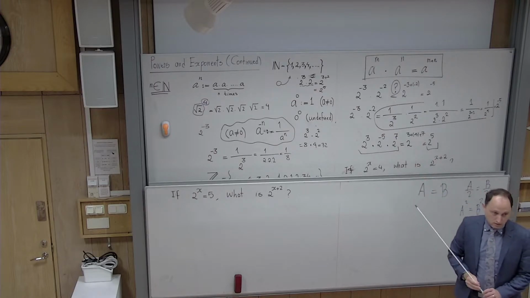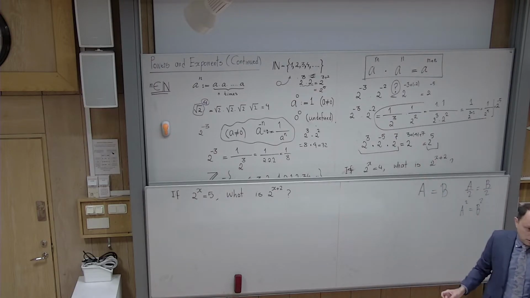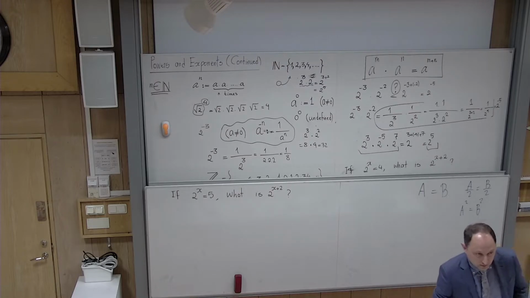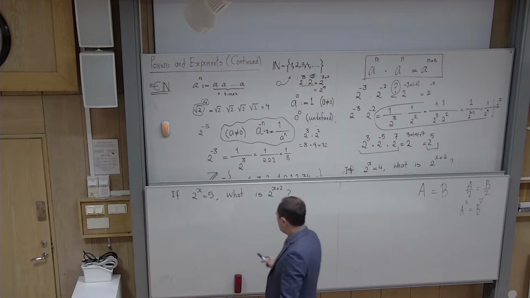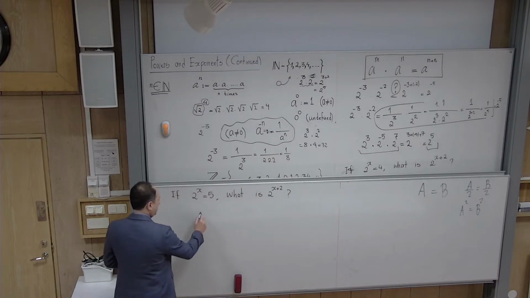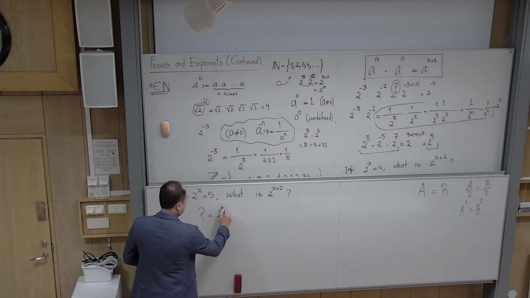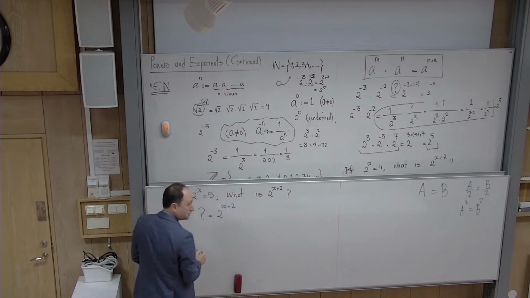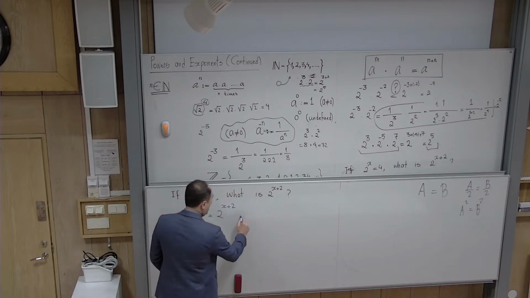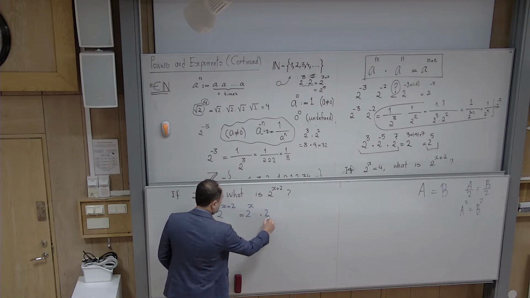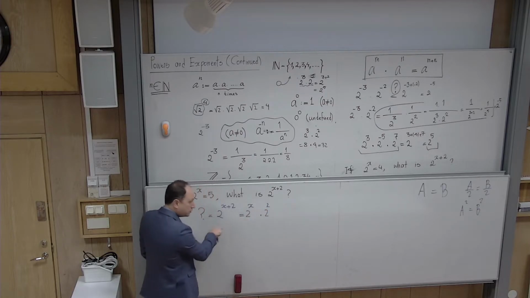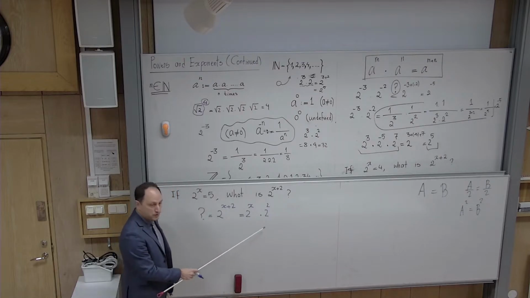Yes? 2 to the power x into 2 to the power of 2. What? 2 to the power of x. Yes. So you see the question mark here, which is 2 to the power x plus 2, can be decomposed as 2 to the power x multiplied by 2 to the power 2. This is today's lesson. Everyone agrees with that.